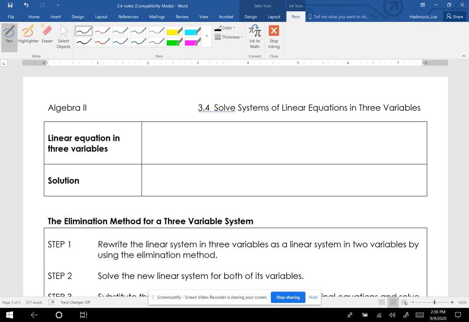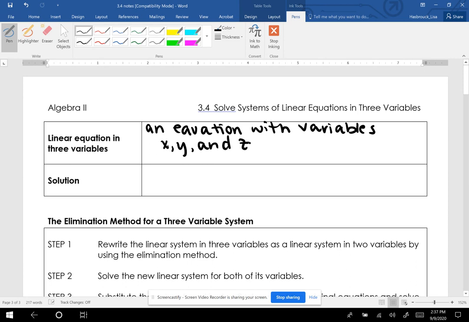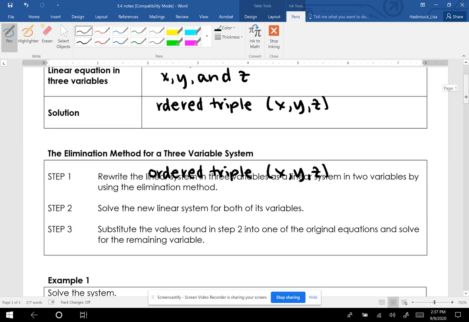First, we'll go over linear equation in 3 variables. This is an equation with variables x, y, and z. So we're not just working with x and y. Okay. The solution is going to be an ordered triple, x, comma, y, comma, z. So there's 3 parts to your solution this time. It's a 3-part point.